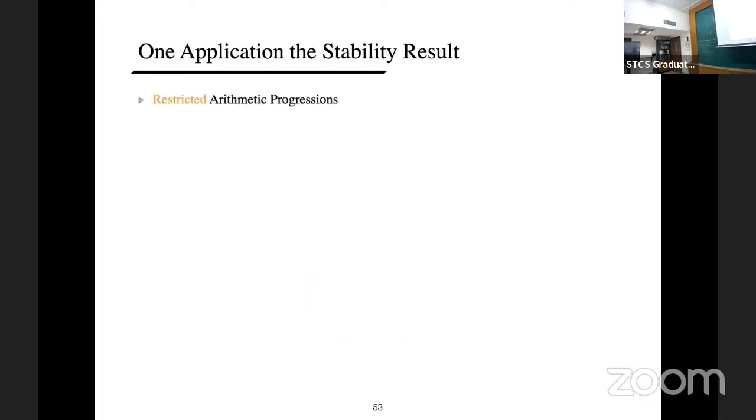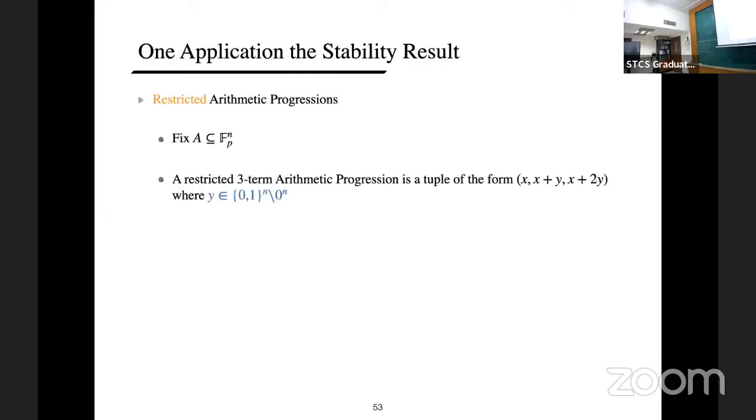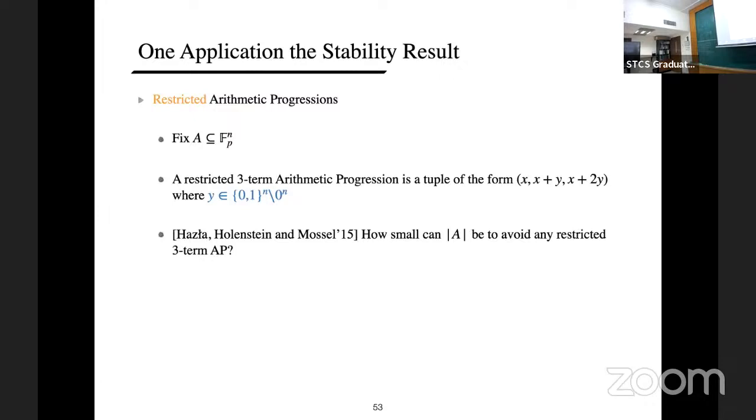And okay, so then we know this thing about arithmetic progressions. We can study restricted arithmetic progressions. So what is it? Again, the same setup. You are interested in finding an AP where the difference is now restricted. So I don't want any y, but I want y to look like {0,1}^n. So the shifts are restricted in some sense. Then you can ask the same question: how small can A be to avoid any restricted three-term AP? And the only thing that we know follows from the density Hales-Jewett theorem, which says that A can be at most p to the n over log star n. That's the only bound that we know, and that just follows from the DHJ theorem.